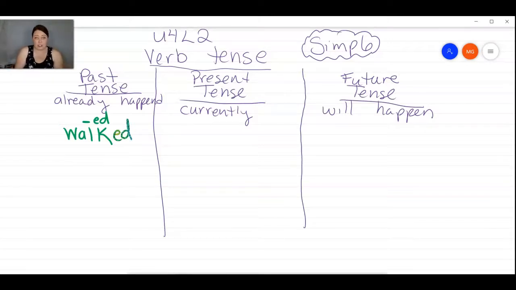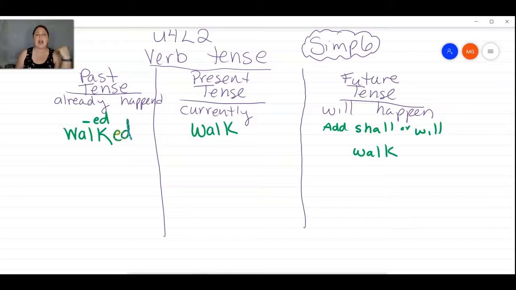If it's right now, it's just walk. I walk to the store. Let's go. However, if it's going to happen, if it's a future tense, we add shall, which I just love that. Who adds shall or will? Okay, so I shall walk. We still have our base verb walk, and we're adding the shall or will. I shall walk, I will walk.